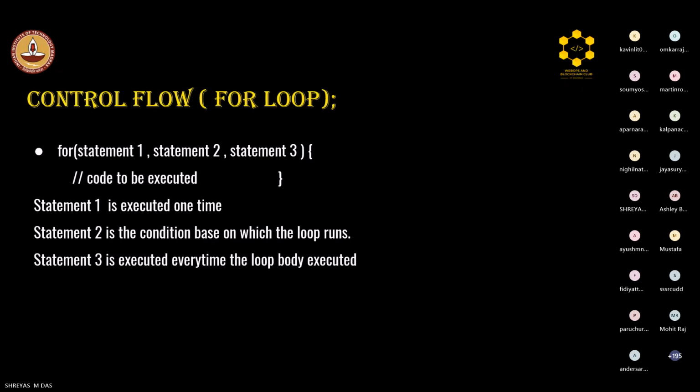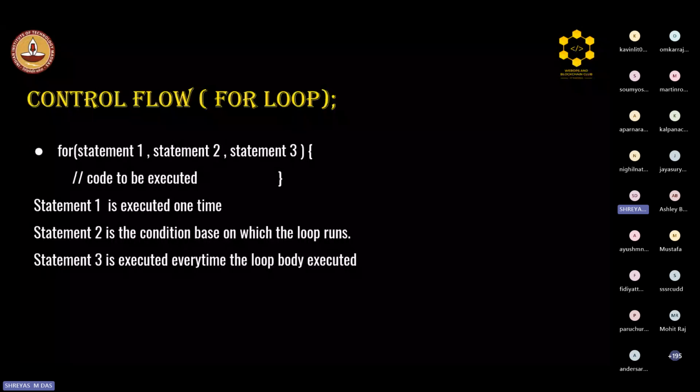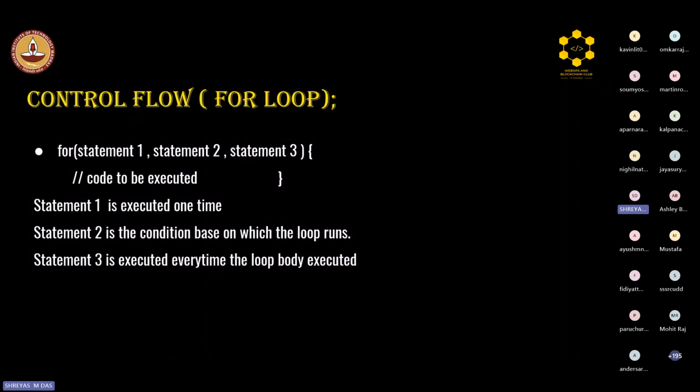In statement one, this line is executed only once. In statement two, on this condition, the loop runs once again and once again. And the third statement will be executed once the loop body is executed. When this code is executed, statement three will run. So you guys got it, right?